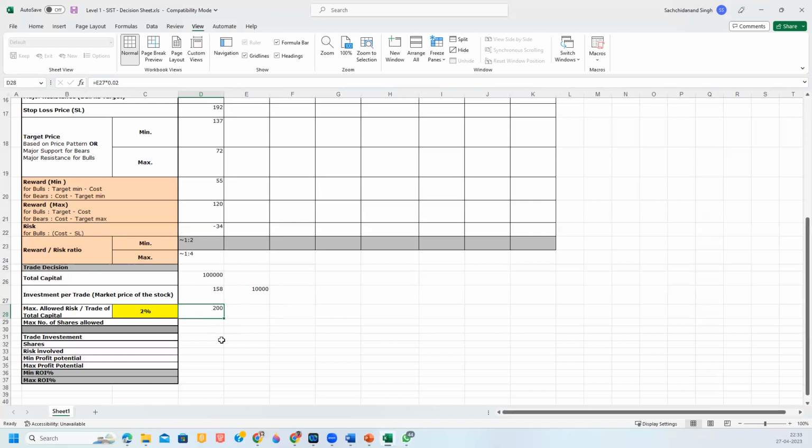If you go by that calculation, with 34 rupees risk per share and 200 maximum risk, that is the maximum number of individual shares we should be purchasing so that our risk stays within 2%. So the number of maximum shares allowed is the percentage risk amount divided by the risk per share. It comes to around 5.88, around 6 shares.